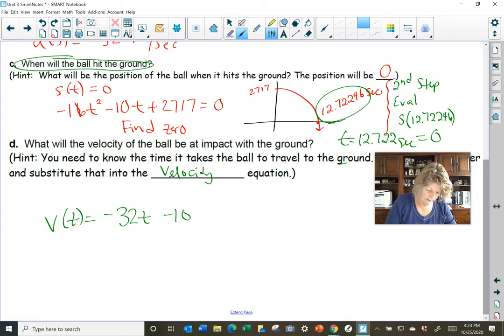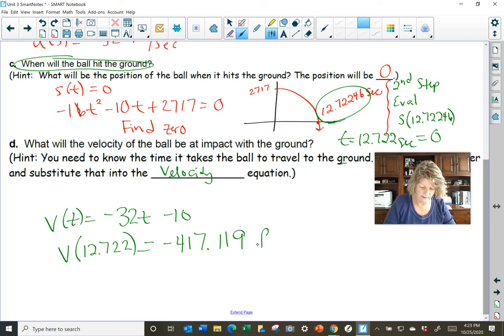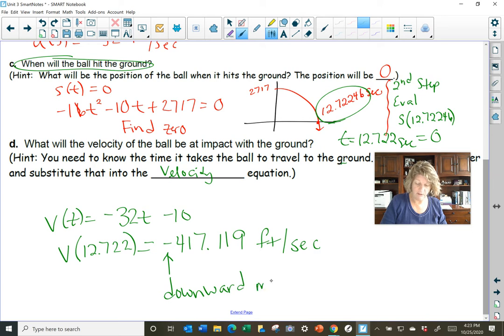You see what you get, but I get v evaluated at 12.722 is equal to negative 417.119 feet per second is how fast it was going when it finally hit the ground. The negative tells me this was a downward motion. Nice. It should be traveling down, shouldn't it? We dropped it from the height of the building.